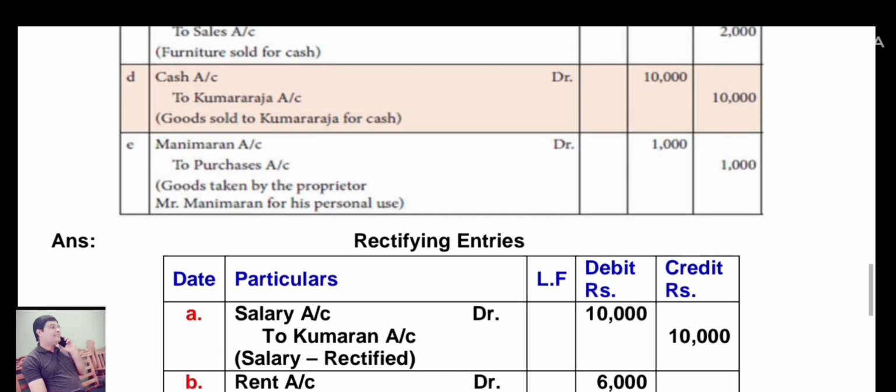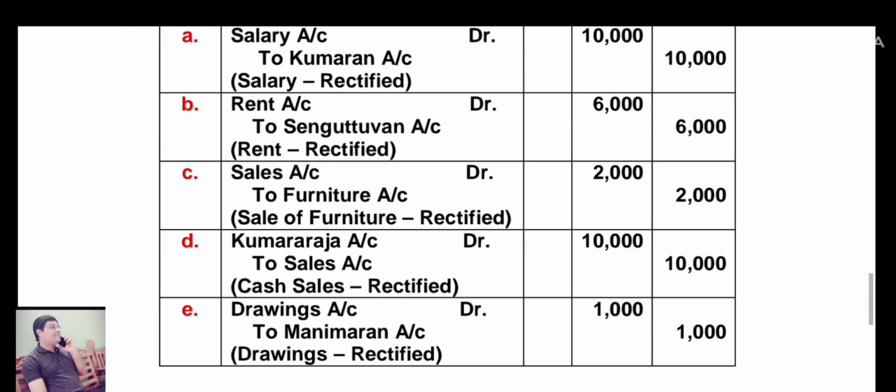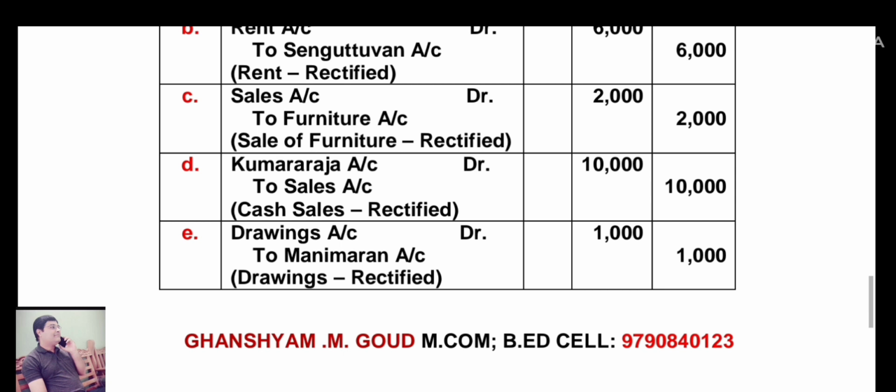Next one, Money Maran account debit to purchase account, goods taken by the proprietor Mr. Money Maran for his personal use. Whenever goods are taken for personal use, it is drawings account debit to purchase account. But instead of drawings, what is written? Money Maran. So on the debit side we have to write drawings, and Money Maran, which is written on the debit side, we have to write on the credit side to rectify this entry. So see the answer, drawings account debit to Money Maran account 1000, drawings are rectified.